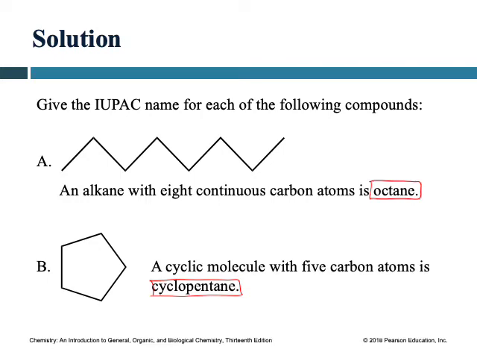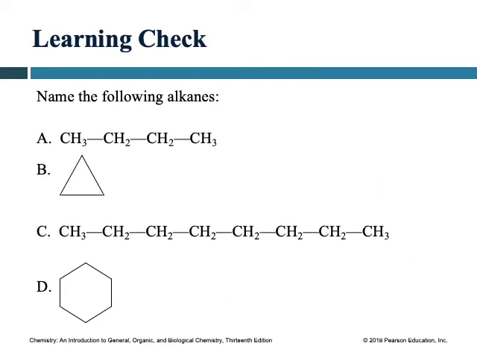Right, so this is a solution that you can also refer. Now let's try to name the following alkane again so that you can get more practice. So the first one is 1, 2, 3, 4. Let's try to do it. So the 4 is butane. So this is butane.